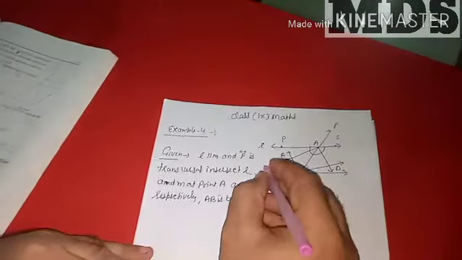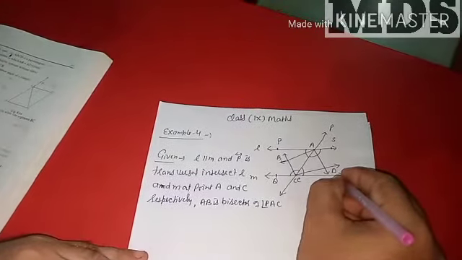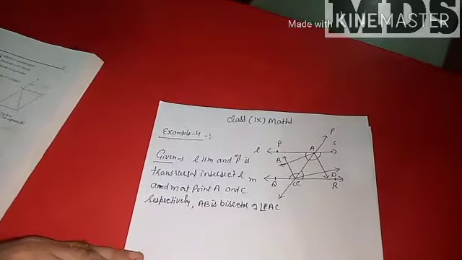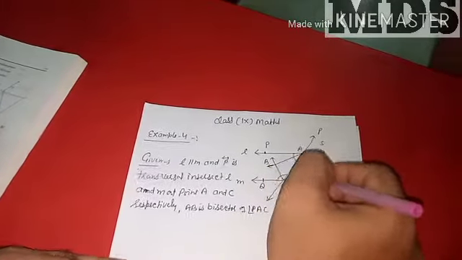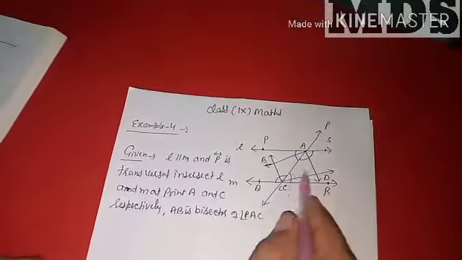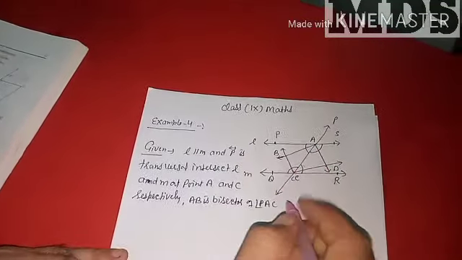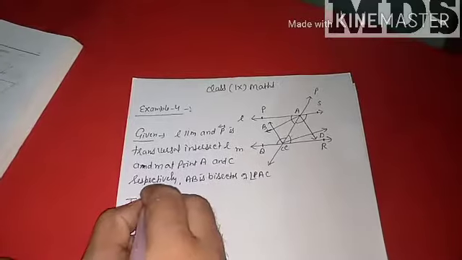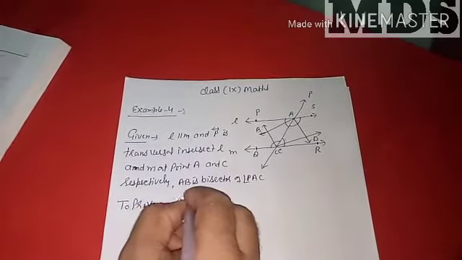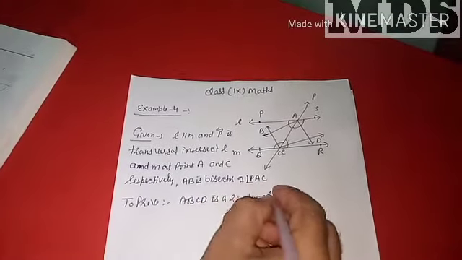Similarly, BC is the bisector of which angle? This angle, you can say this point's name is Q, and this one's name is R. So this is the bisector of angle PAC. This is the bisector of angle QCA. This is the bisector of which angle? ACR. So similarly, they cut at points A, B, C and D. So now proof. To prove is what? ABCD is a rectangle. Proof.